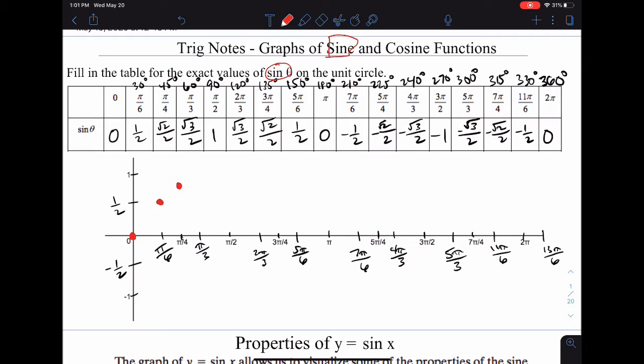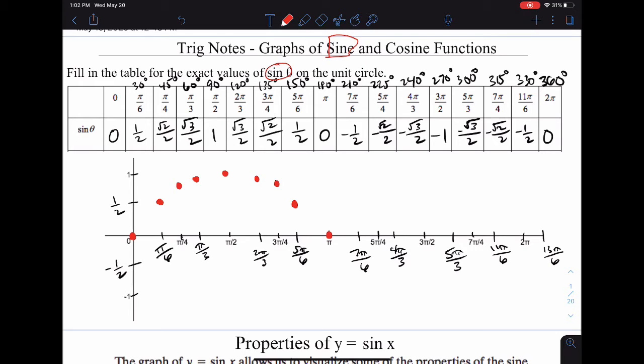And then the next one for pi over 3, it's square root of 3 over 2. Well, the square root of 3 over 2, it's a little bit more. It's about 0.87, so just a little bit more. And then at pi over 2, sine is 1. And then after that, it goes back to square root of 3 over 2, and then it goes back down to square root of 2 over 2, and down to 1/2. And then for pi, it's 0. And then it does the same thing.